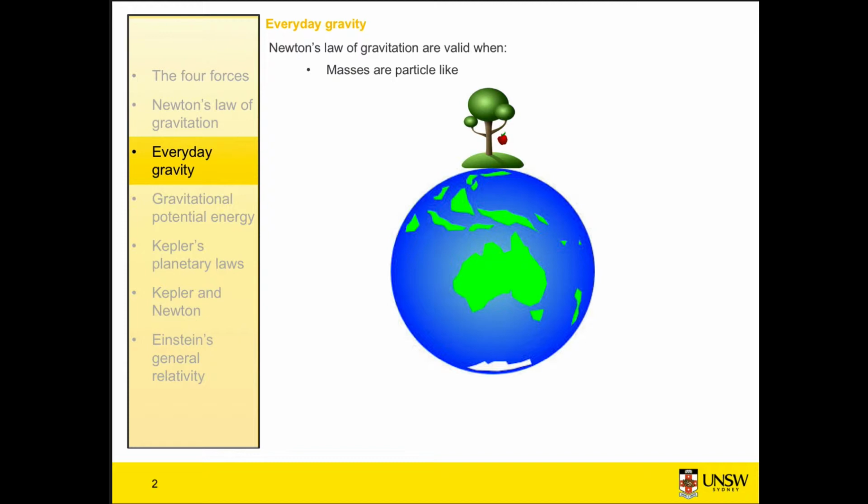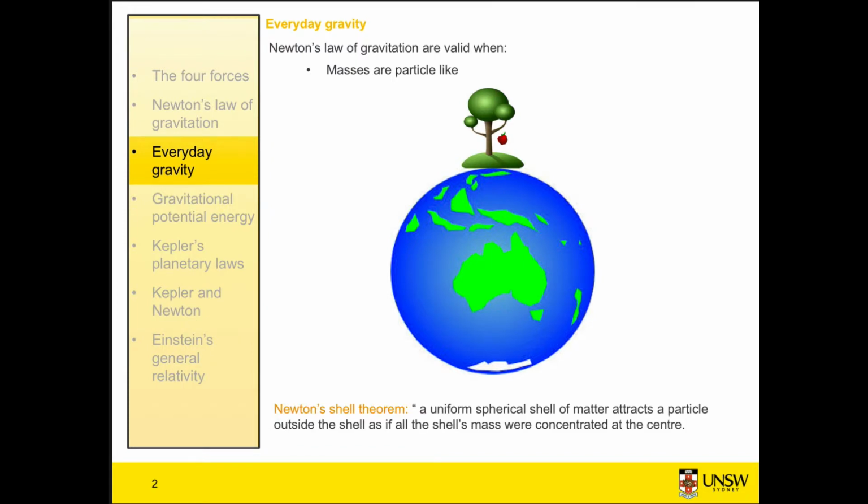To solve that problem, we look at another one of Newton's theorems, of which he has plenty, and this is Newton's shell theorem. What that says is that a uniform spherical shell of matter attracts a particle outside that shell as if all of the shell's mass were concentrated at the centre. So we look at our Earth as kind of a stack of a large number of spherical shells. In the centre we have a very small shell, and as we go out those shells get bigger and bigger and bigger.